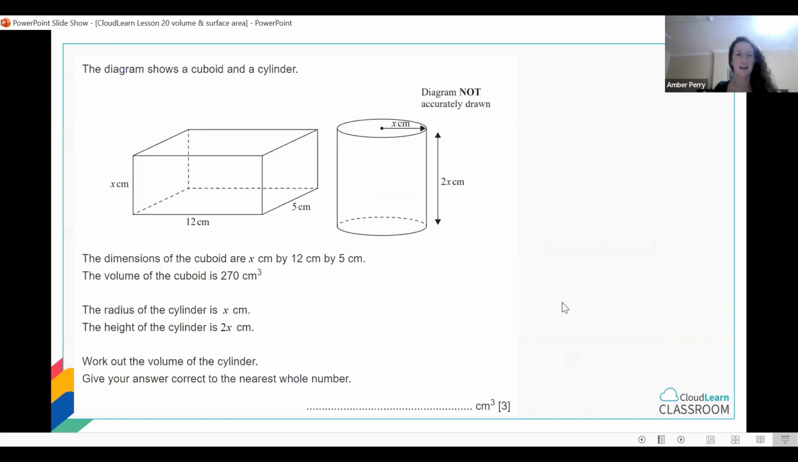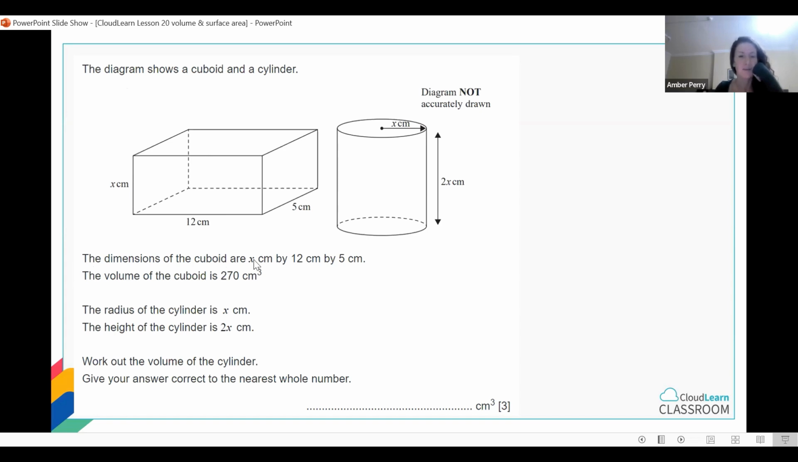So let's have a look at a past exam question together, okay? So in this exam question, and we'll give you a bit of time just to have a look at it as well, but I'll read it to you. The diagram shows a cuboid and a cylinder, okay? So we've got two different 3D shapes here. The dimensions of the cuboid are x by 12 by 5 centimeters. The volume of the cuboid is 270 centimeters cubed, okay?